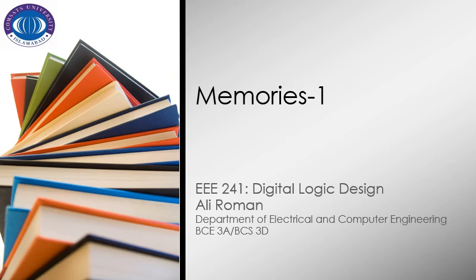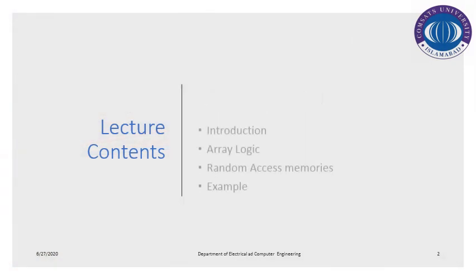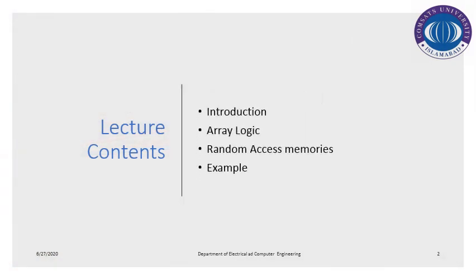So students, to start with, let us first see the content covered in today's session. First of all, we will have the introduction of the topic, then we will define the array logic. After, we'll switch to the random access memory, in which we'll see how we define random access memories, how we define them in blocks, and what are the basic signals or lines that are used to communicate to the memory, how we perform the read operation, and how we perform the write operation in the memory.